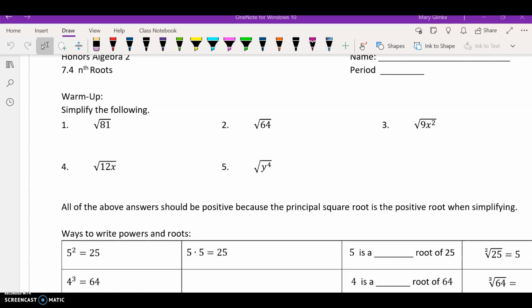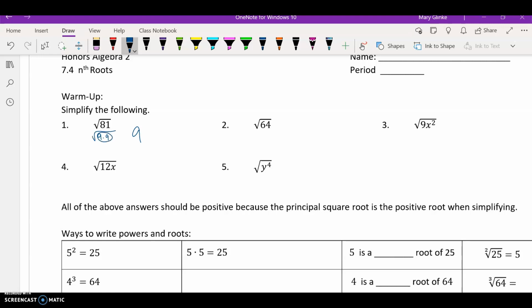Today we're going to be working on nth roots, which means it's more than just square roots. We can now move up to cube roots, fourth roots, fifth roots, and so forth. So our warm-up here is just to get us used to square roots once again and the process of what's happening. So the square root of 81 is 9, and that is because 9 times 9 gives us 81.